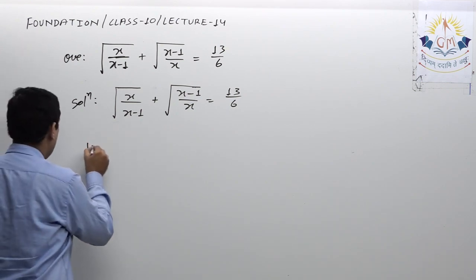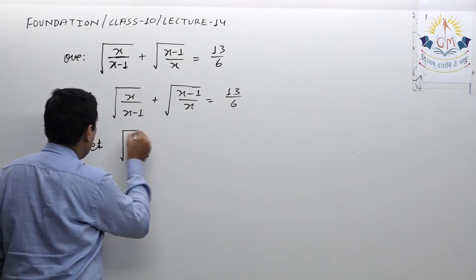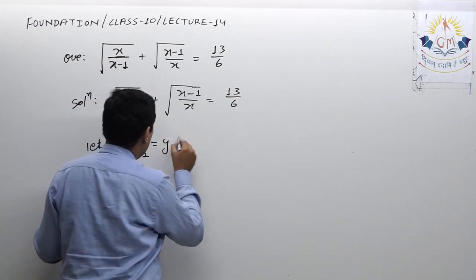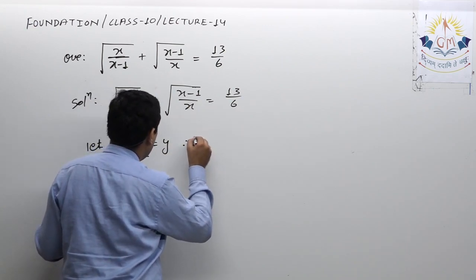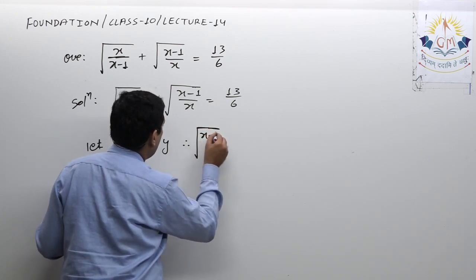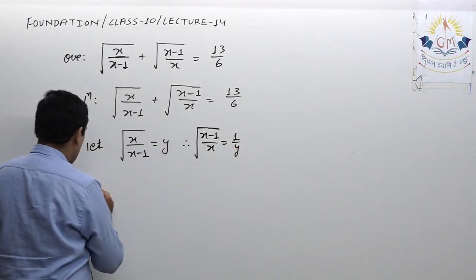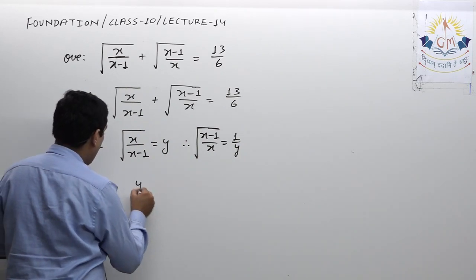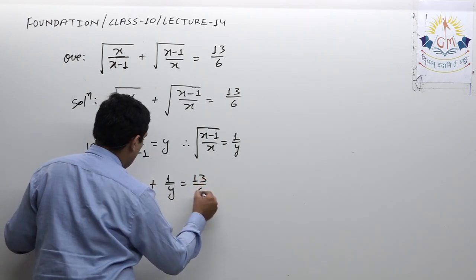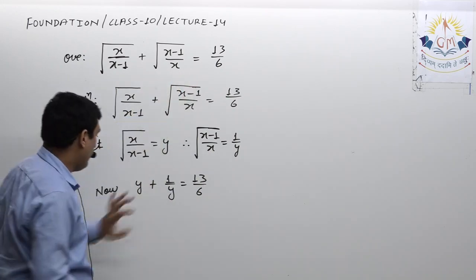Okay, let us see the solution. Let root over x upon x minus 1 equal to y. Therefore root over x minus 1 upon x is equal to 1 upon y. Okay, now y plus 1 upon y is equal to 13 upon 6. Okay, simply I replace this quantity by y and this by 1 upon y.